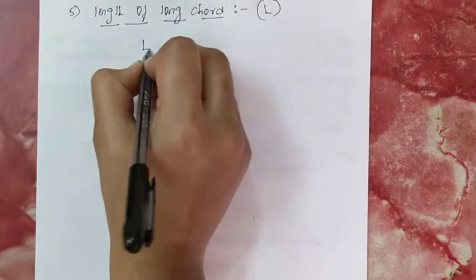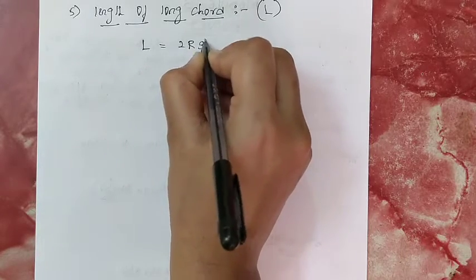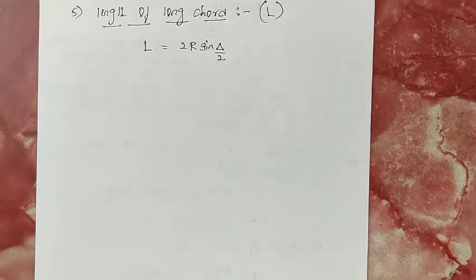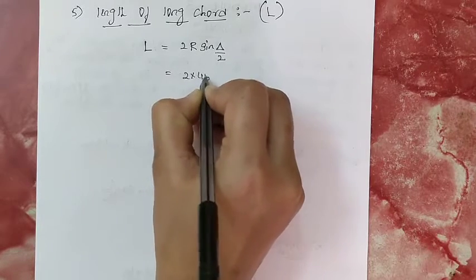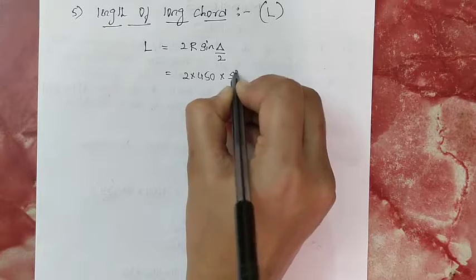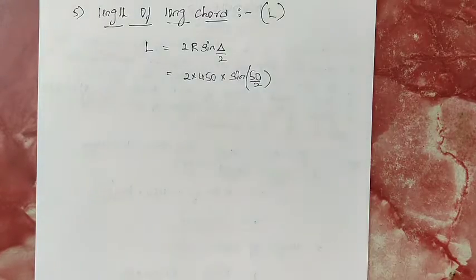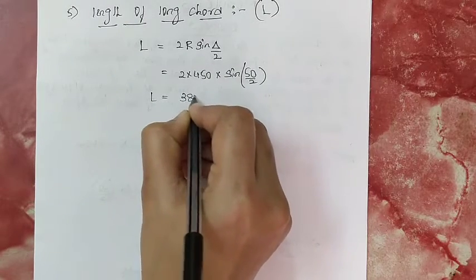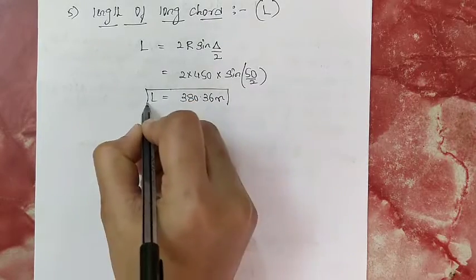Next is length of long chord. It is given by capital L equal to 2 into R sine of delta divided by 2. Substitute the value, that is 2 into R value 450 into sine of delta value 50 divided by 2. Upon simplification, you will get L value as 380.36 meters. This is what? Length of the long chord.